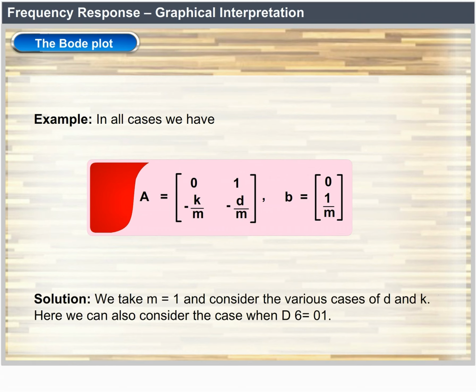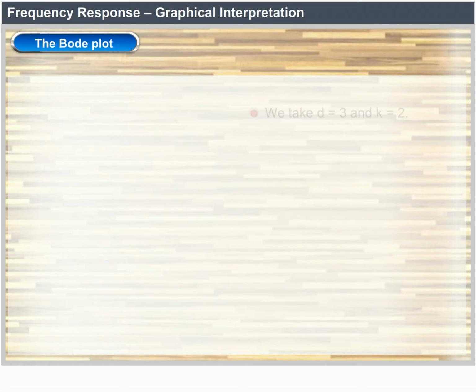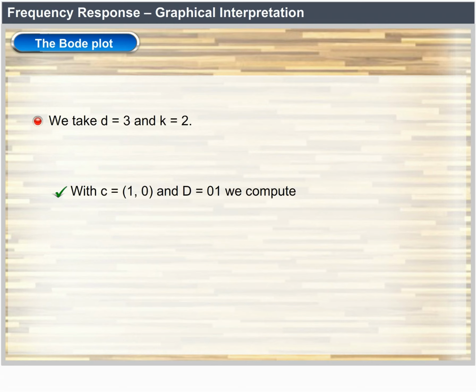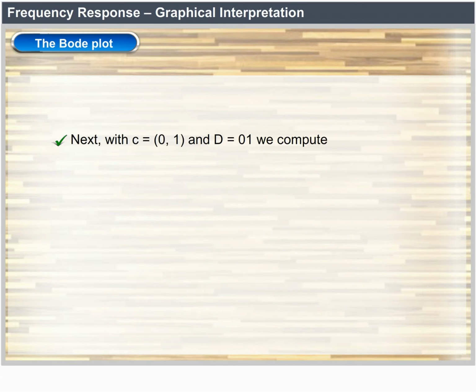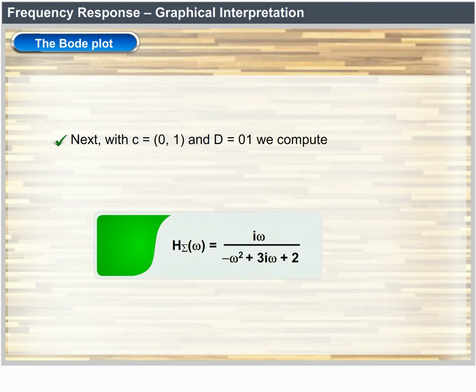Here we can also consider the case when d equal to 0, 1. We take d equal to 3 and k equal to 2. With c equal to 1, 0 and d equal to 0, 1, we compute H sigma of omega equal to 1 divided by minus omega square plus 3i omega plus 2. Next, with c equal to 0, 1 and d equal to 0, 1, we compute H sigma of omega equal to i omega divided by minus omega square plus 3i omega plus 2.